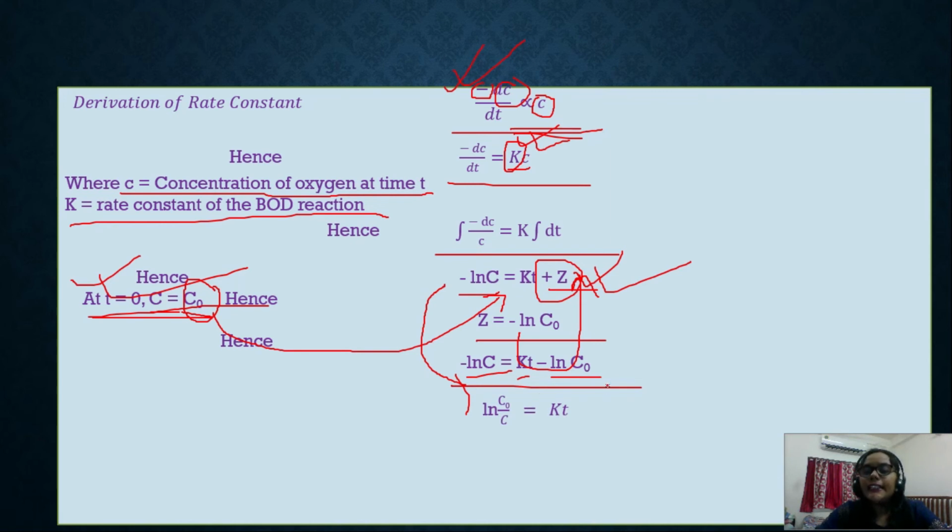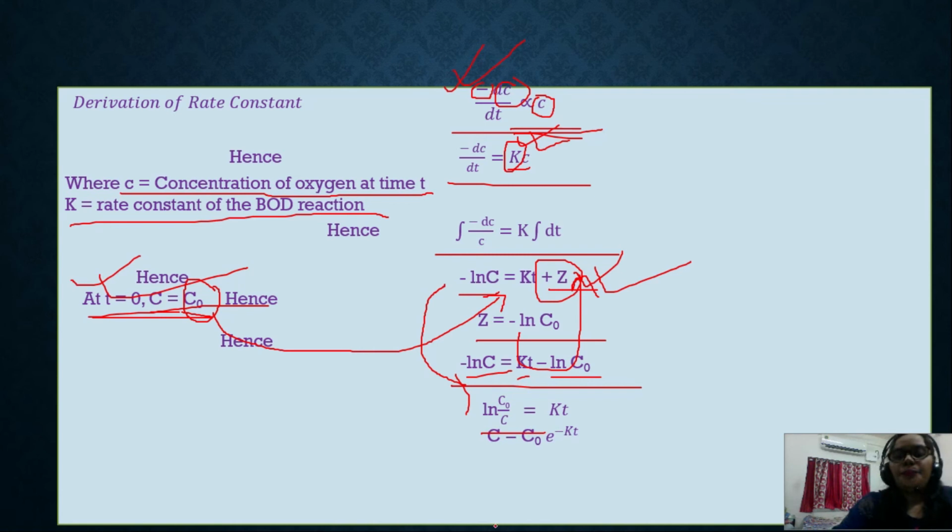Now this ln C0, here also we have ln C, and here also we have ln C0. So we can do one thing, that is ln C0 by C equals KT. Very easy.